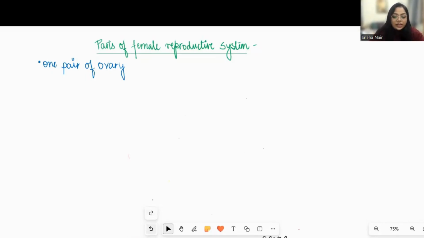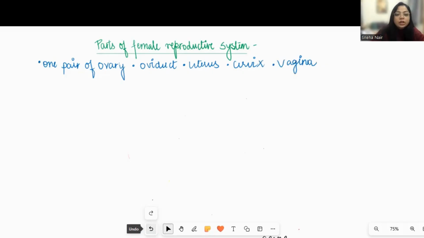Okay. The next organ that we have is the oviduct. The oviduct, also called the fallopian tube, helps in transfer of the egg cell released by the ovary, and it transfers it to the site of fertilization and then to the uterus. Then the uterus. Uterus is also called the mother's womb. It is the place where the development of the baby is going to take place. Then there are the cervix and vagina. Both cervix and vagina act as a birth canal through which delivery of the baby is going to take place. We'll discuss all these in detail.